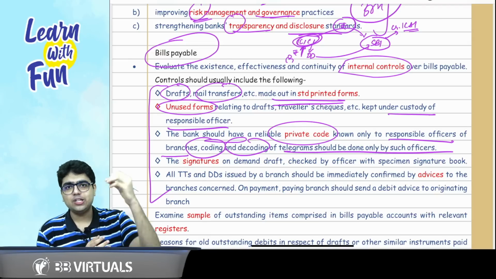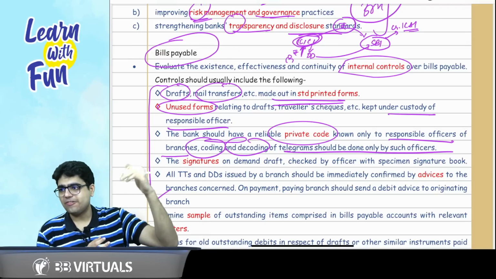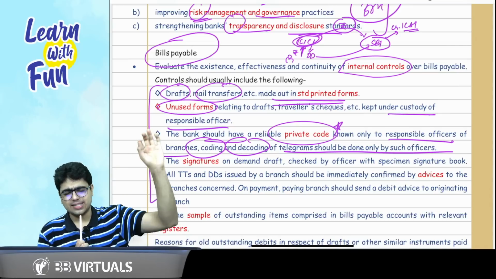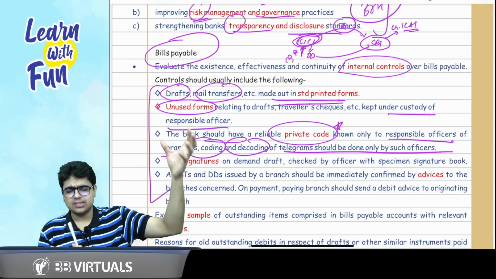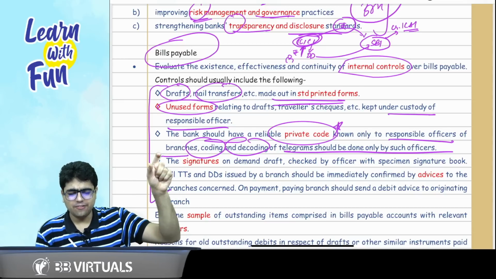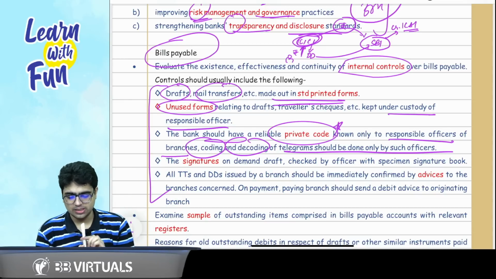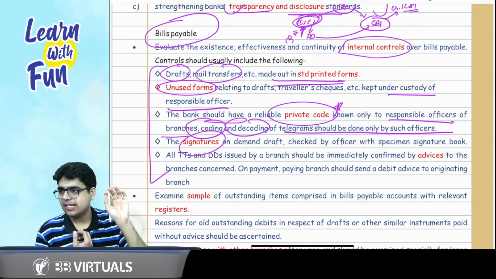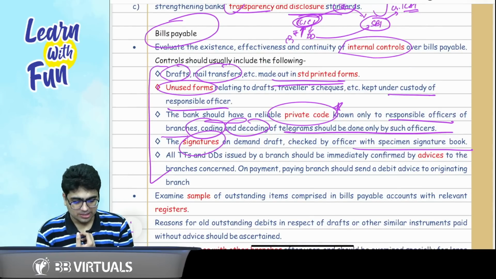So either they can use the signatures for verifying the genuineness, or they can use the private code. So 3 points: standard printed form, forms under the custody of responsible officers, and private code known only to the responsible officers. And another point of verification is signature. Signature should be verified with the specimen signature book.